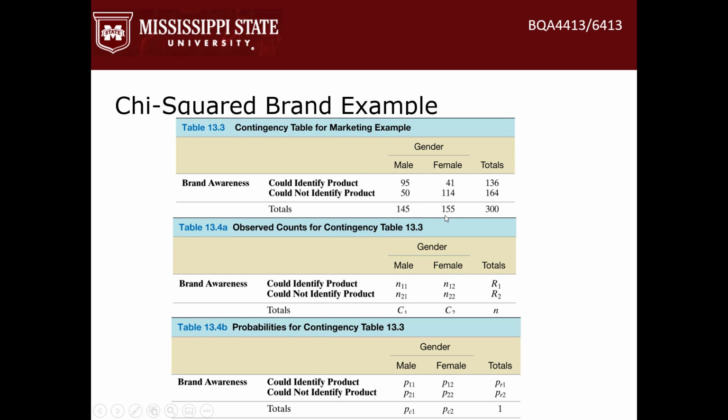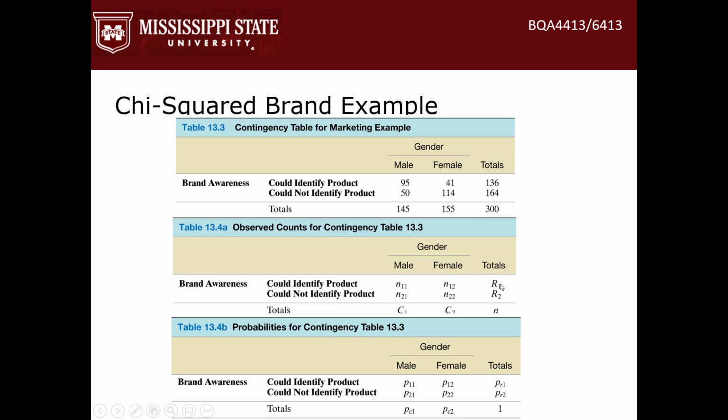So the idea here is if there's some association between gender and the ability to identify the product, then we're going to see some sort of patterns in the data. And we really can here: males almost 2 to 1 could identify the product. Females, it's like 2.5 to 1 could not identify the product. So just common sense, we think there is some association there. But we want to show it mathematically. And how do we do that?